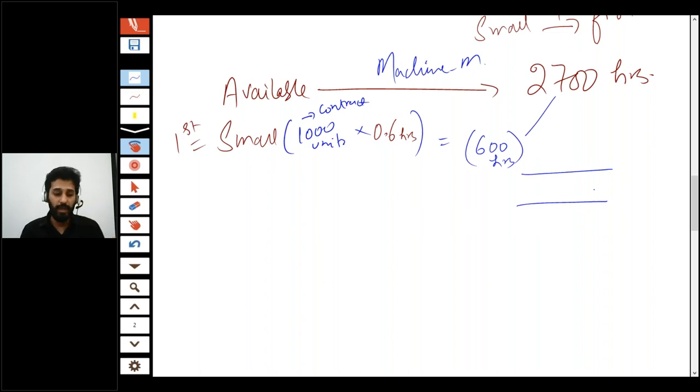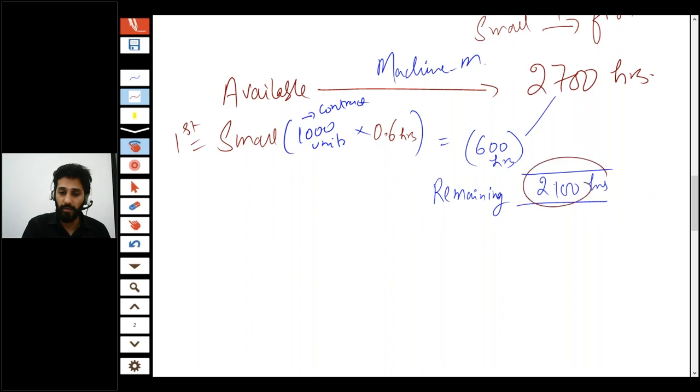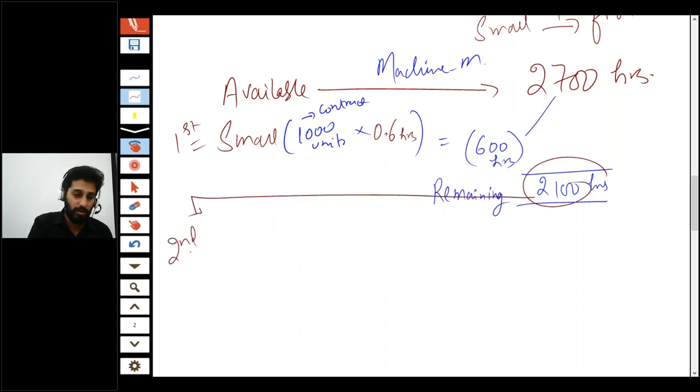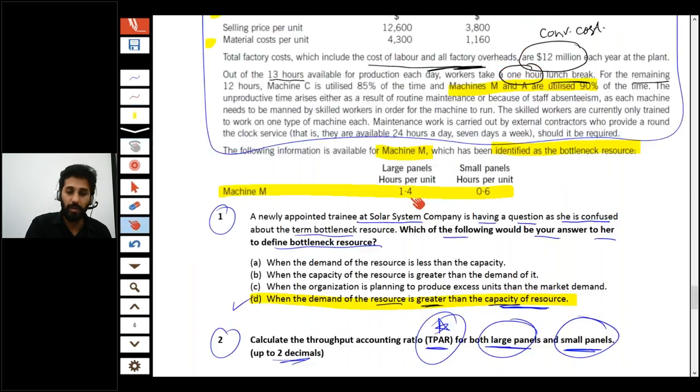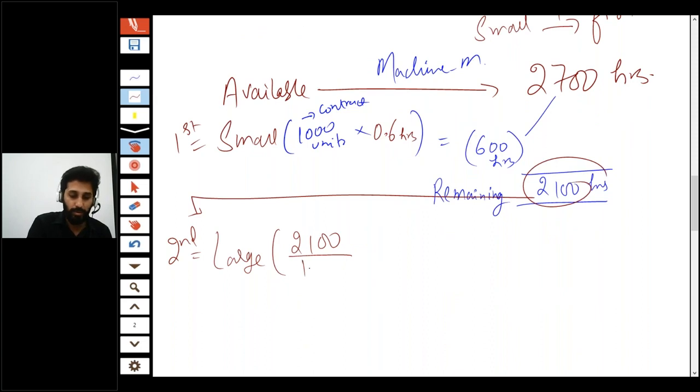And whatever the remaining hours, that's 2100, whatever the remaining hours, now that will be used to make large products, right? And that is 2100 divided by 1.4, because it's a large panel to make 1 unit. So it is 1.4, and so it's 1500. The maximum production which can be made is 1500.